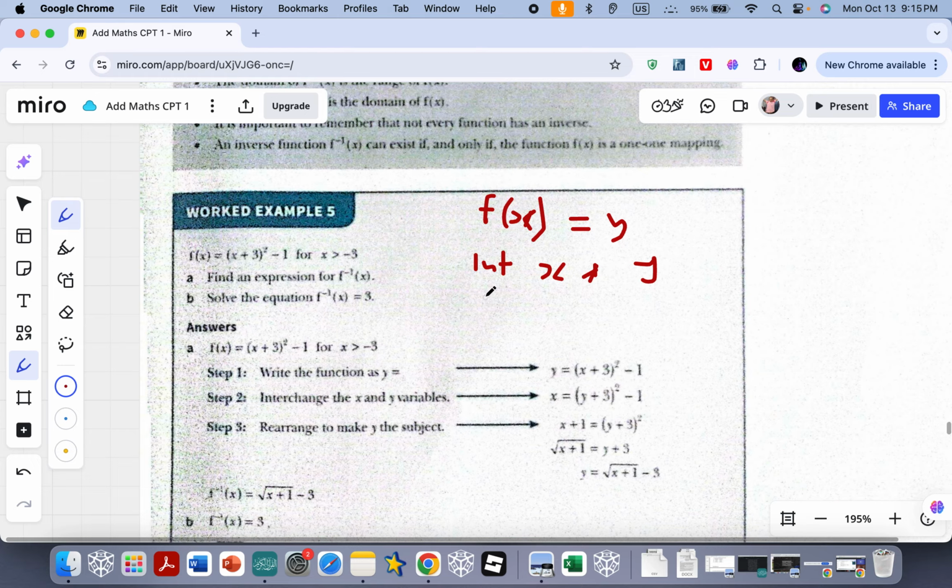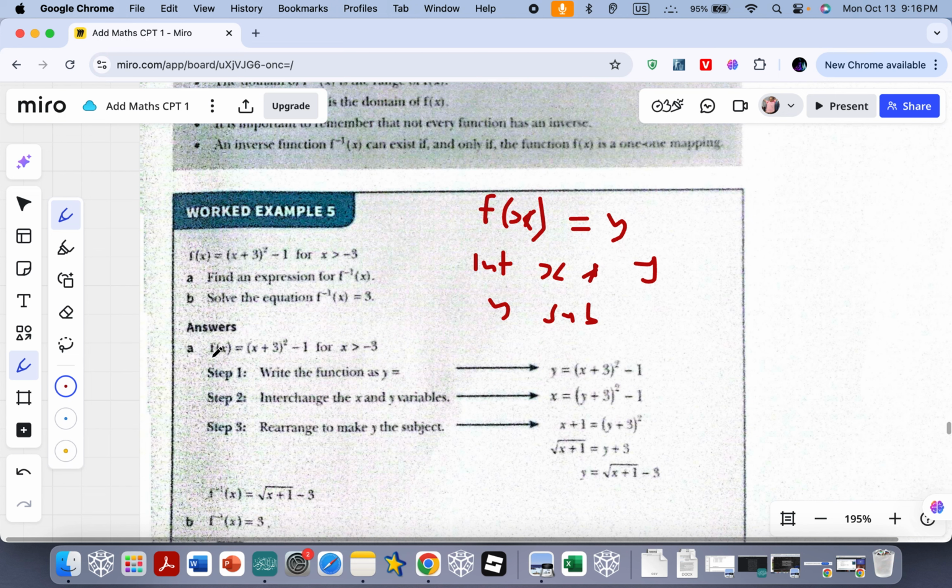Interchange x and y, and then the third one, make y the subject of the formula. So if you do these three things, class, you will get your inverse.